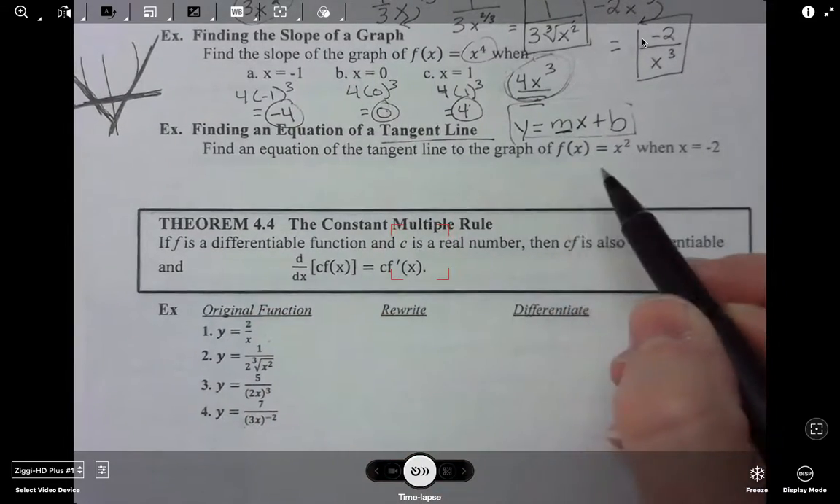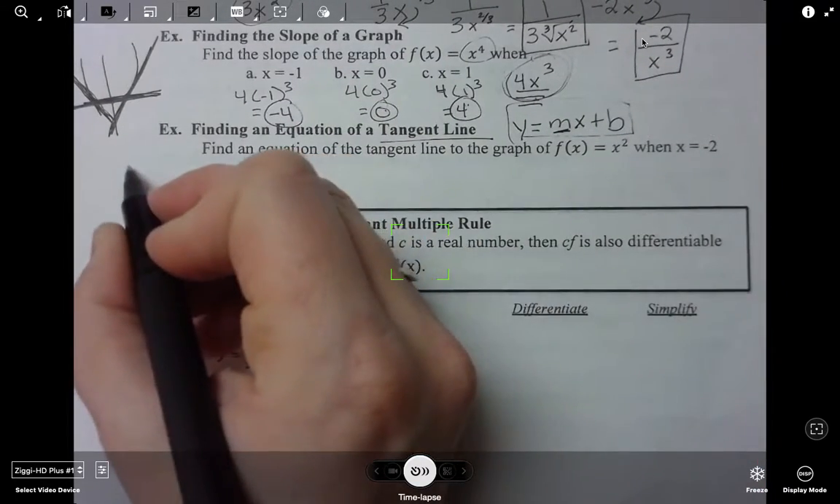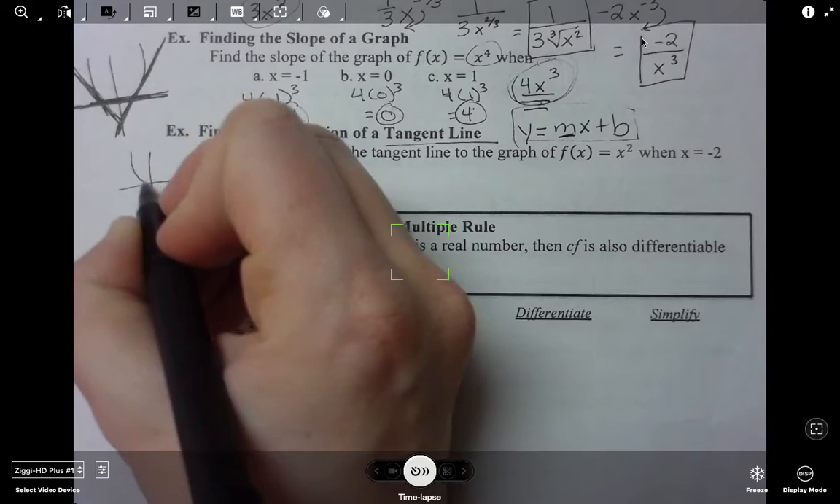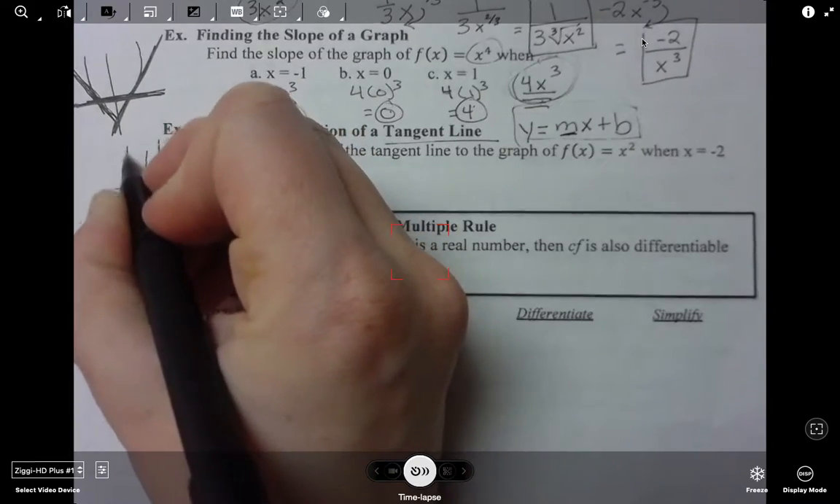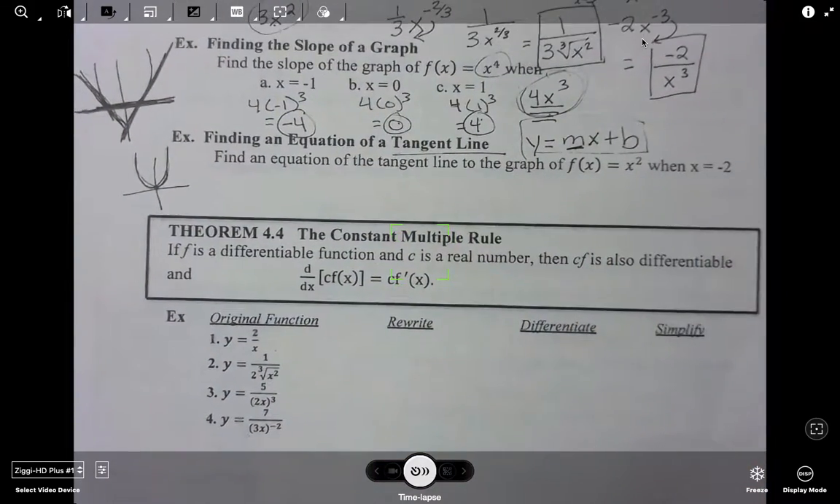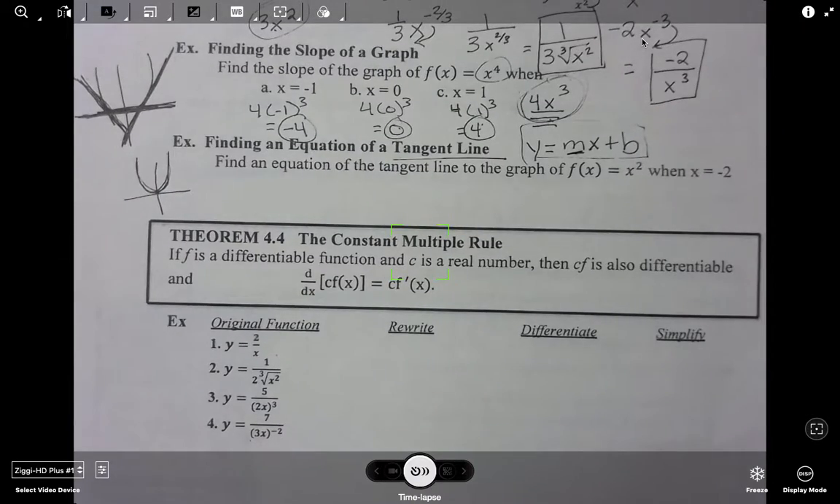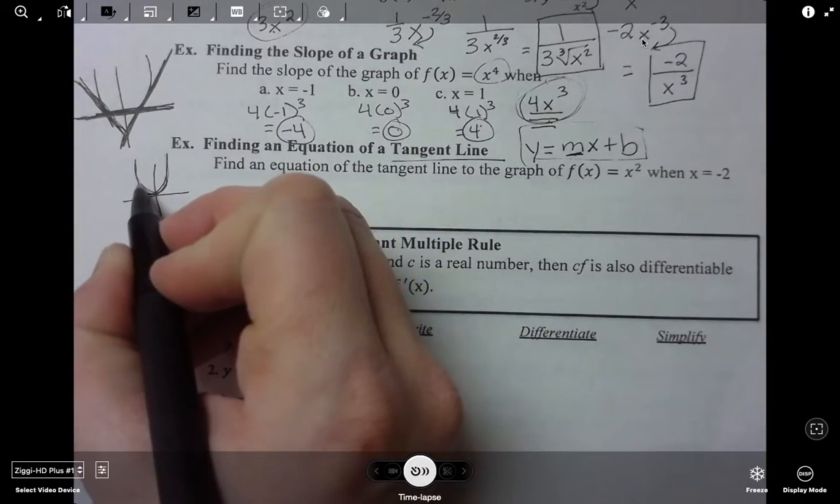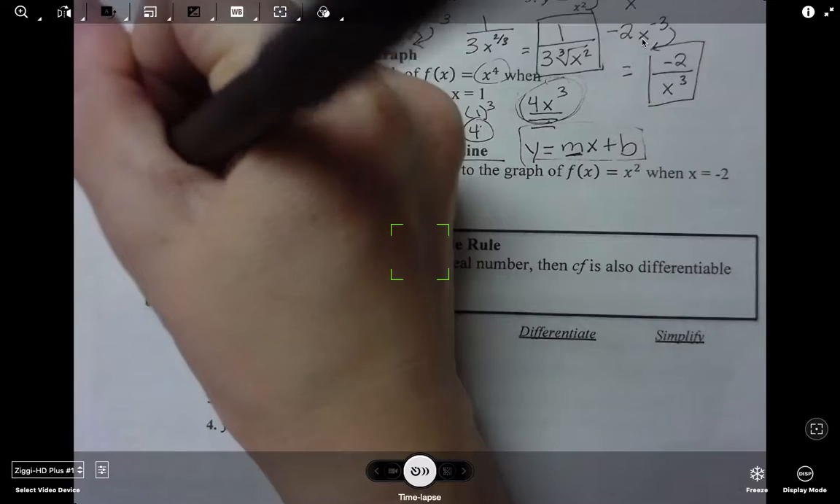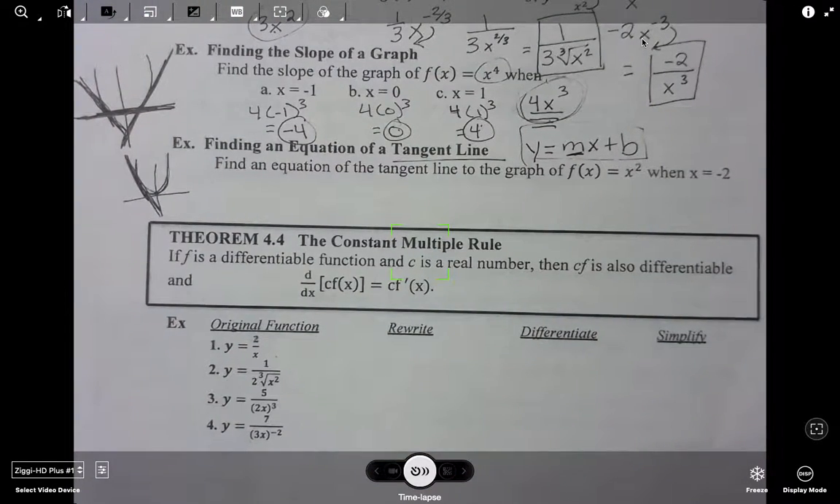So tangent line to the graph of x squared, all right? So x squared, if I think about what it looks like, you don't have to graph these every time. I'm just doing this so that you can see. That's what my parabola looks like, y equals x squared. Okay, I want to know at -2 what the equation of that line is.